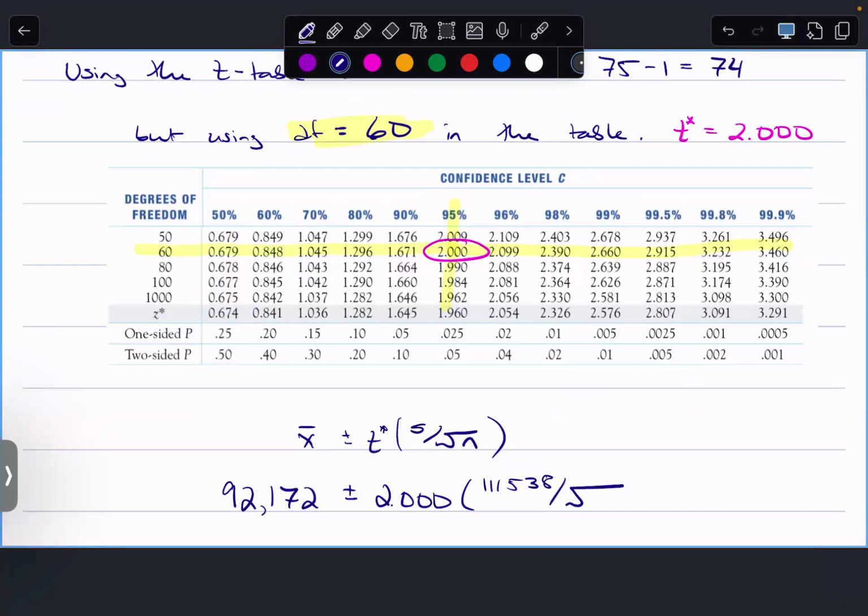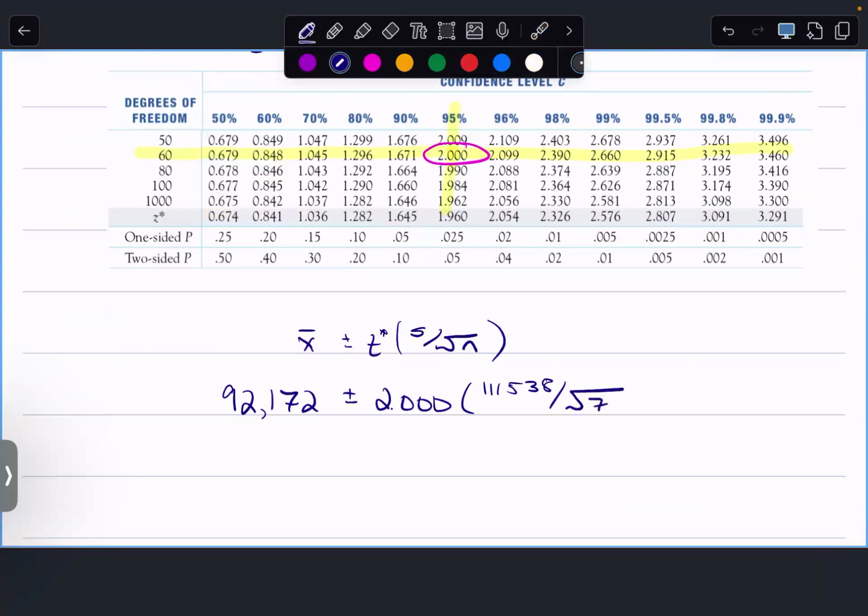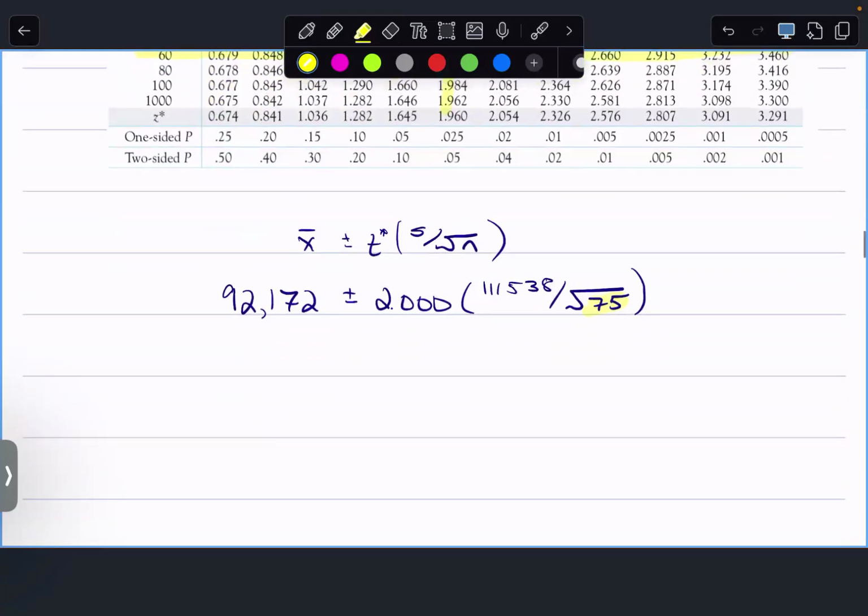Throws people off because we use 60 as our degrees of freedom, but that has nothing to do with our sample size, right? Our sample size is still 75. Okay? So you want to keep track of those. 75, I'll highlight that because N is still N, but our degrees of freedom, what we're using is 60.